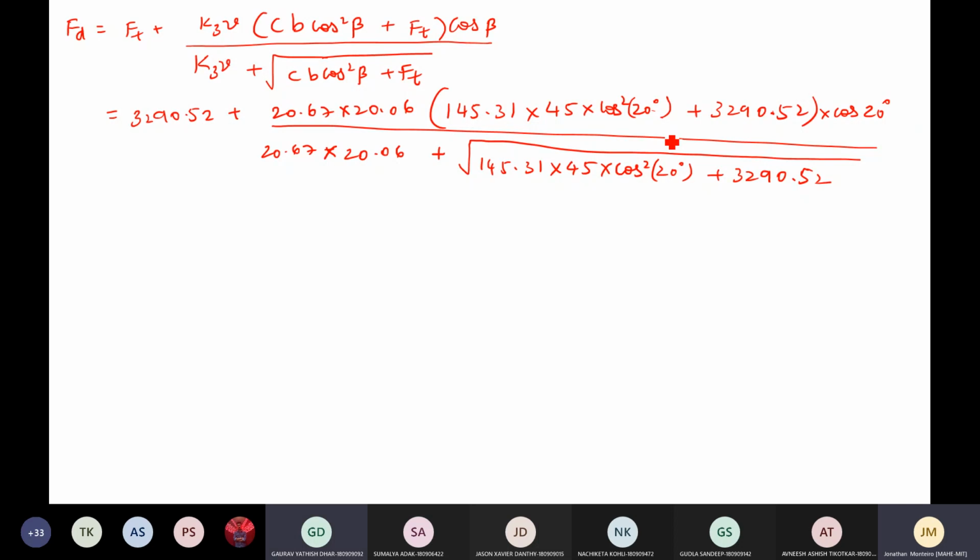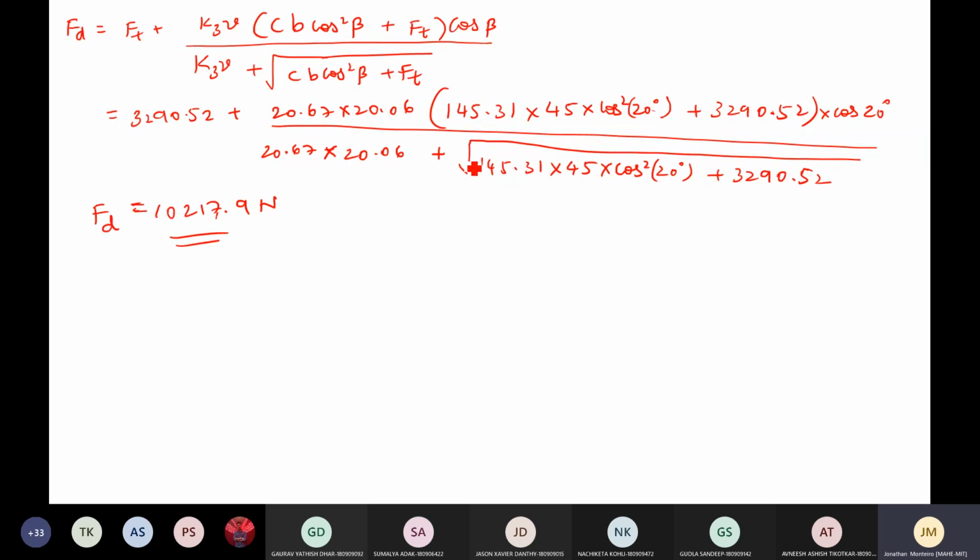So what is the value of FD? FD value will come out to be 10,217. This is one calculation where most of the students write it properly, but when entering it in the calculator, they make a mistake. So even after coming this far, this answer will be wrong. So be very careful here because you have a lot of brackets, square roots, etc.